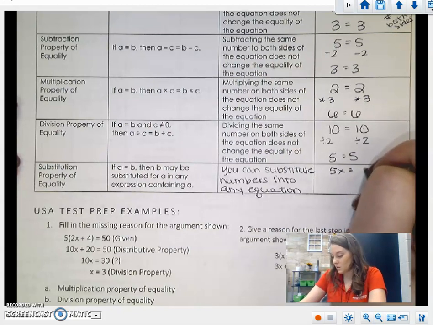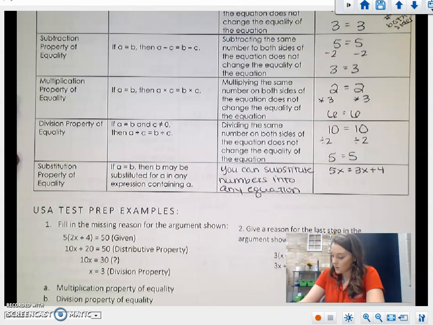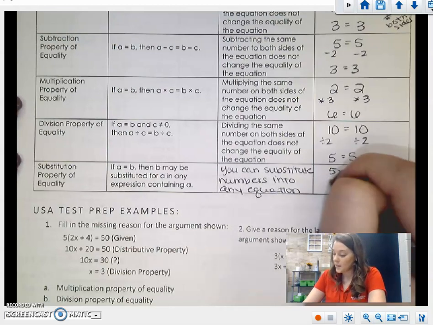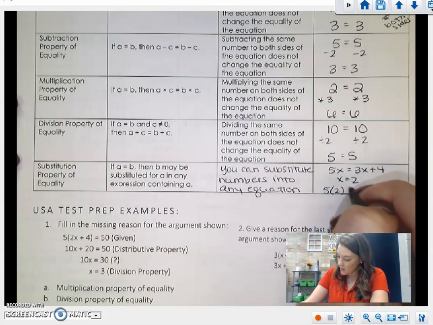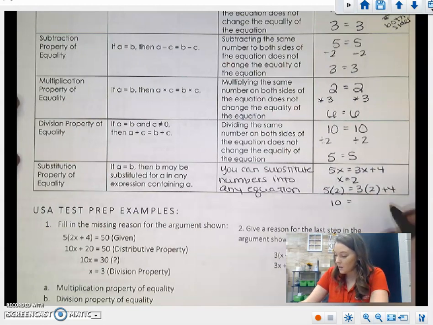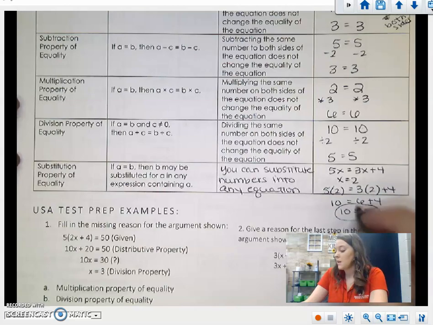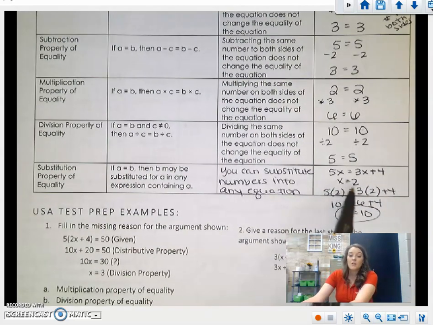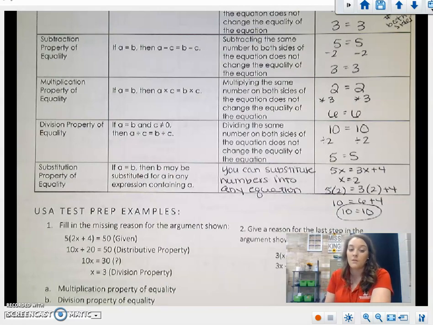equals, let's see, 3x plus 4, and they said that x equals 2, then we can plug in 2 everywhere we have an x. So 5 times 2 equals 3 times 2 plus 4. 5 times 2 equals 10, equals 3 times 2, which is 6 plus 4. 6 plus 4 equals 10, so that stays true. 10 equals 10. So basically all this says is if they give you a value, if they say x equals 2, then you can plug in 2 everywhere you have an x. That's the substitution property of equality.